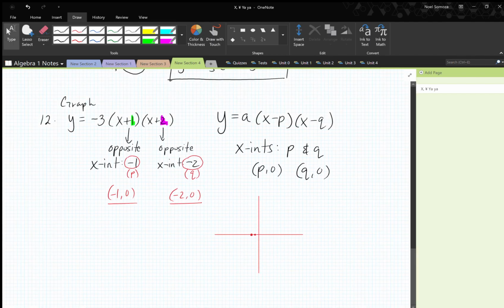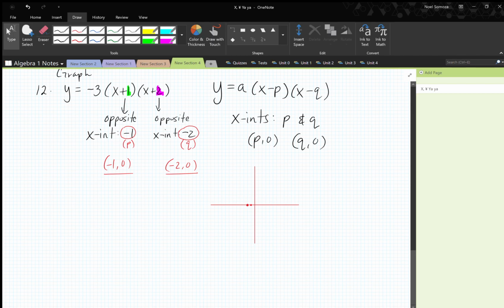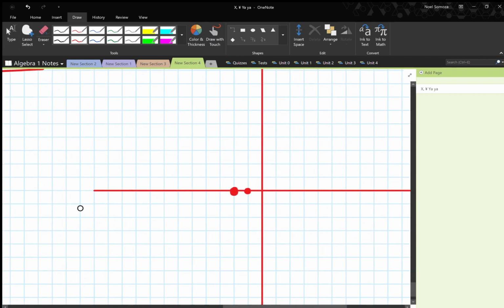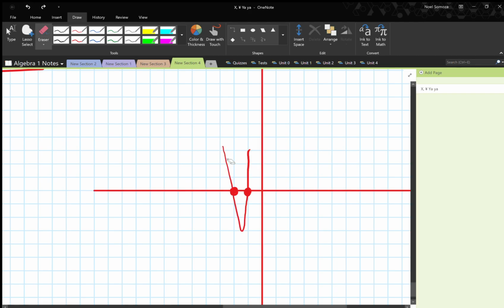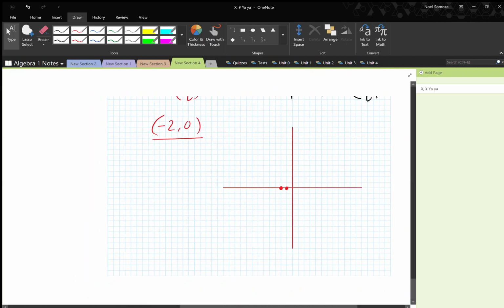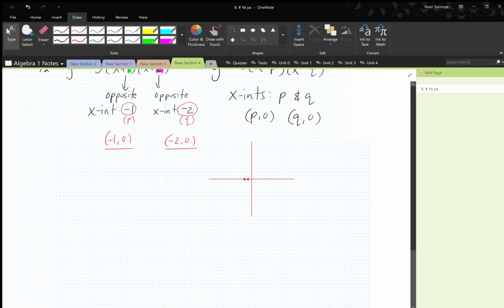So what we need to do now is try to find another point that's going to help us, because right now there are too many options. The parabola could do something like this, or it could do something like this. We don't really know. We just know that the parabola is going to cross through both of those points, but we want it to be more specific. So what we're going to try to do now is find the vertex.